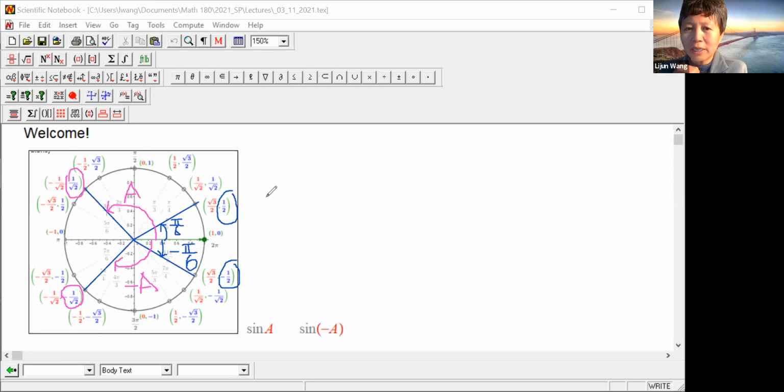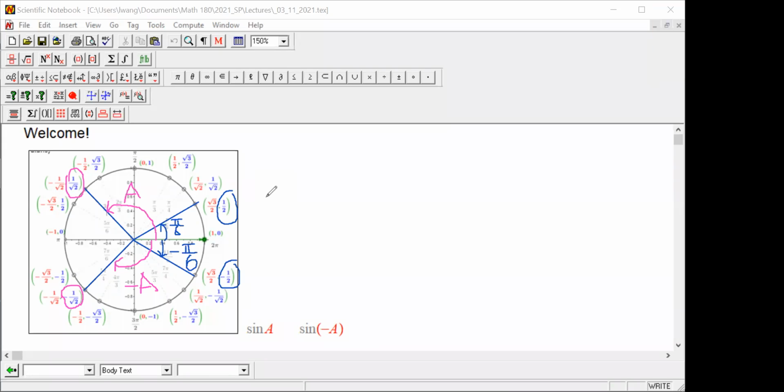Angles are measured in radian or degree. It actually doesn't matter what kind of unit you measure it with. Angle is about how you get a positive angle, how you get a negative angle. That's right. That's angle. That's A. And what is R? Reference angle.